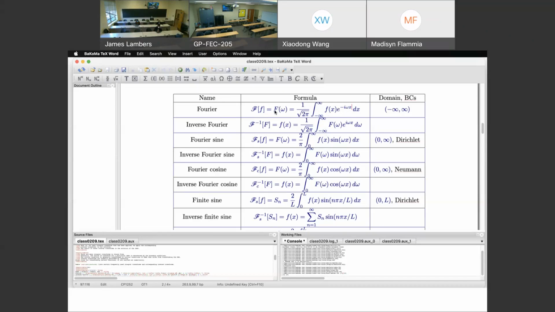Now, if you have capital F of omega and you want to get back to little f of x, that's where the inverse transform comes in. And notice that the inverse Fourier transform and Fourier transform are extremely similar. Note that the inverse does not have a minus in the exponent. But we're still integrating from minus infinity to infinity, but now with respect to omega instead of with respect to x. We still have the same scaling factor on here. So if you start with little f of x, take its Fourier transform, then do its inverse transform, you'd be back where you started.